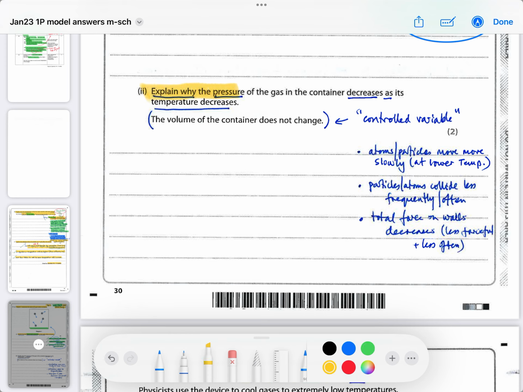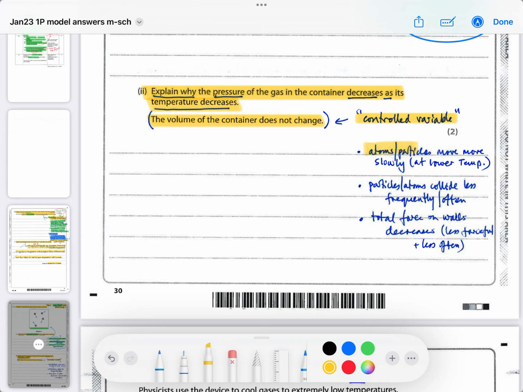It says, explain why the pressure of the gas decreases as its temperature falls. Imagine it was a hot gas and then it cools down by heat loss, like we talked about in the last question. It says the volume of the container does not change. Why are they telling you that? Because it's a controlled variable. Remember we did Boyle's law, which is pressure and volume. Well, this is actually the pressure law, pressure and temperature. Remember that temperature in kinetic theory should always be related to the absolute temperature scale, which is in Kelvin. So, how do you explain why the pressure drops when the temperature drops?